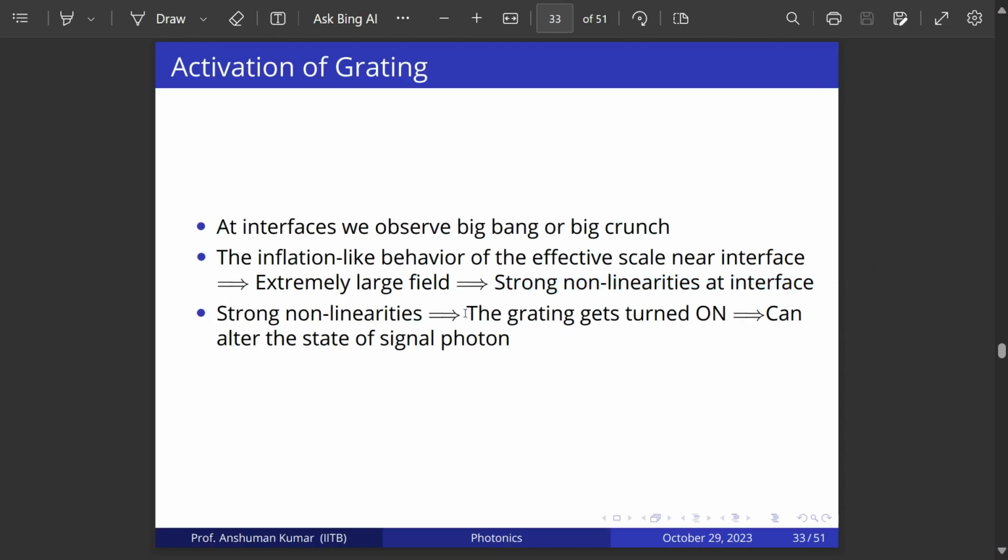And these strong non-linearities will turn the grating on, which is in the lithium niobate layer, if it is very close to that grating, where the intensity is high. This activated grating can alter the state of the signal photon. If there is no high intensity, the grating is not turned on, and it won't be able to alter the state of the photon.